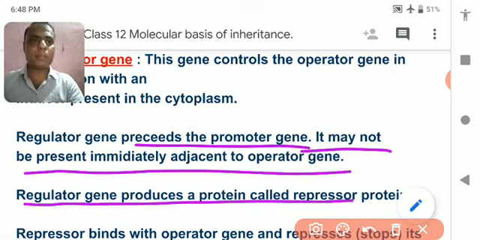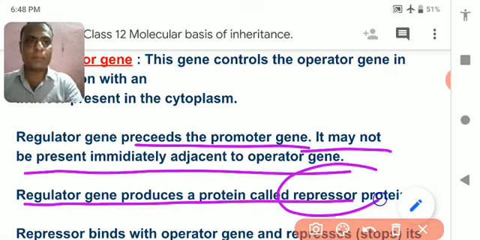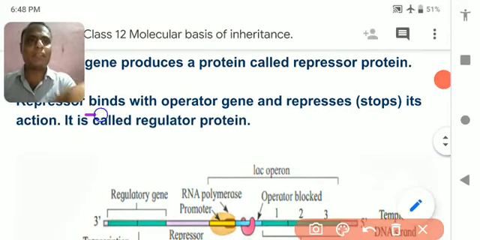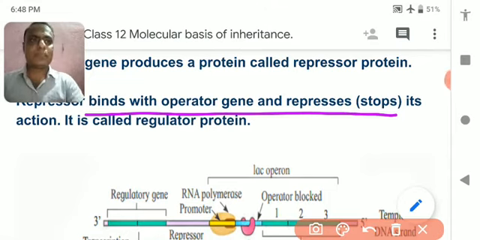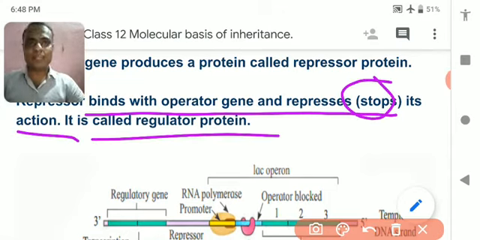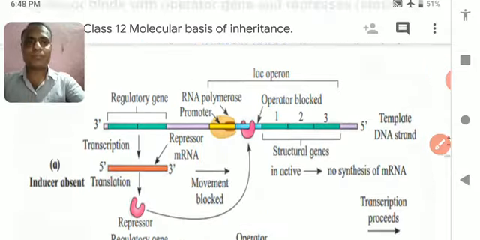The regulatory gene produces a particular kind of protein called the repressor. I already explained this. The repressor binds with the operator gene and represses it, meaning it stops its action. That's why it is said to regulate the process of formation of a particular kind of protein. It's called a regulator protein. Understood?